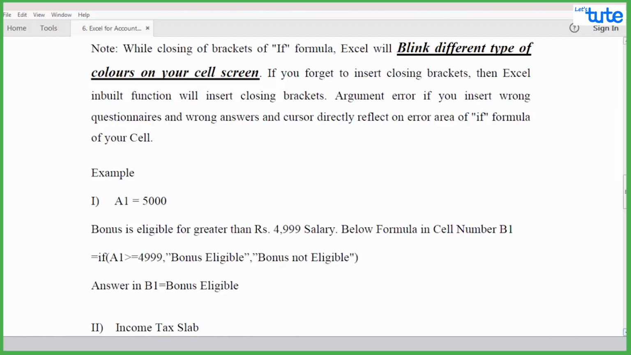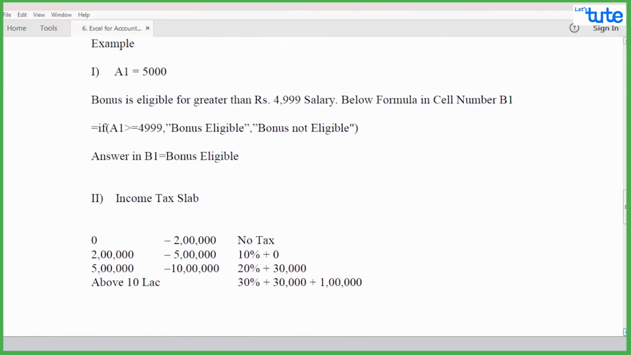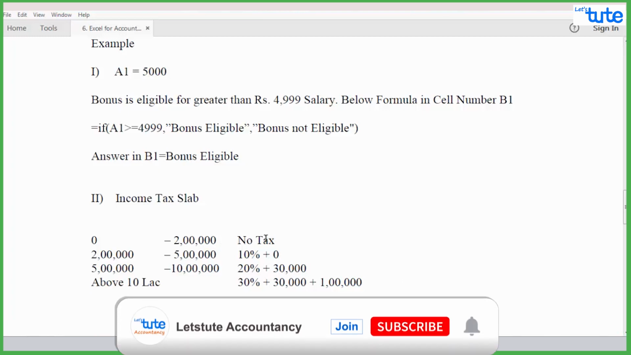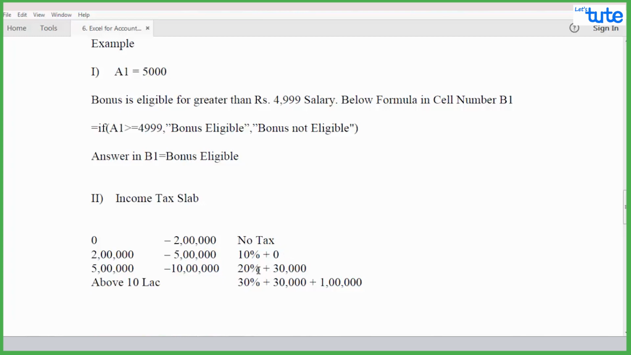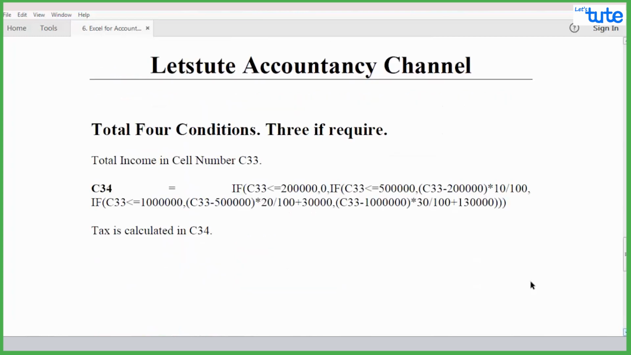Now, the second important example is the income tax slab. First, understand how many IFs are required. You should understand how many conditions there are. This is my first condition, this is my second condition, this is my third condition, and this is my fourth condition. If four conditions are there, then three IFs are required. So, we will practice in Excel for this tax calculation formula.